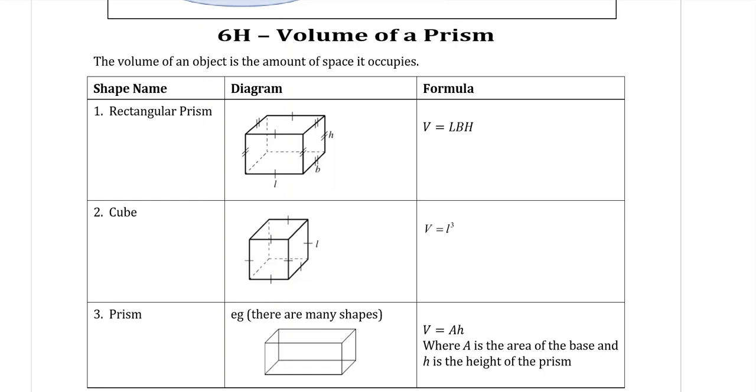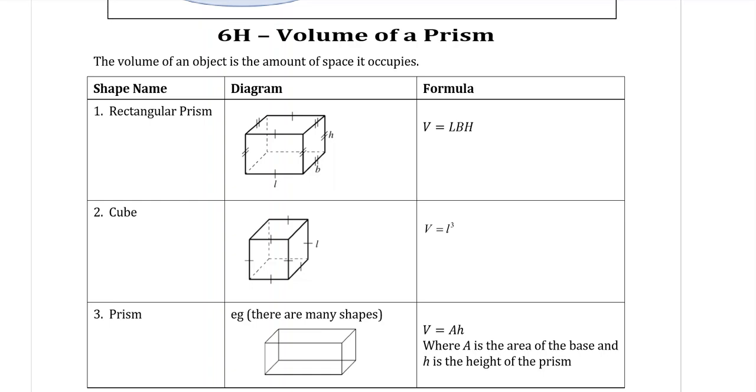So the last section of the topic is to do with volume. We're going to do one section on volume of prisms, and there are 3 formulas here for prisms, but then we're going to do another one on cylinders as well.